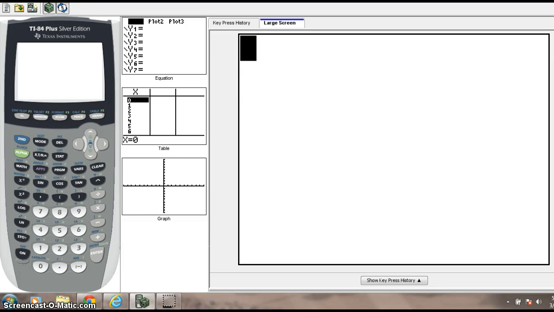Hello, today I'm going to show you a brief introduction to the graphing calculator that we'll be using this trimester. It's the TI-84 Plus Silver Edition. At first glance it may seem a little overwhelming because of all of the buttons, but I assure you by the end of this trimester you're going to be very comfortable using this graphing calculator, so that when you are in algebra in ninth grade, you should have no problems at all.